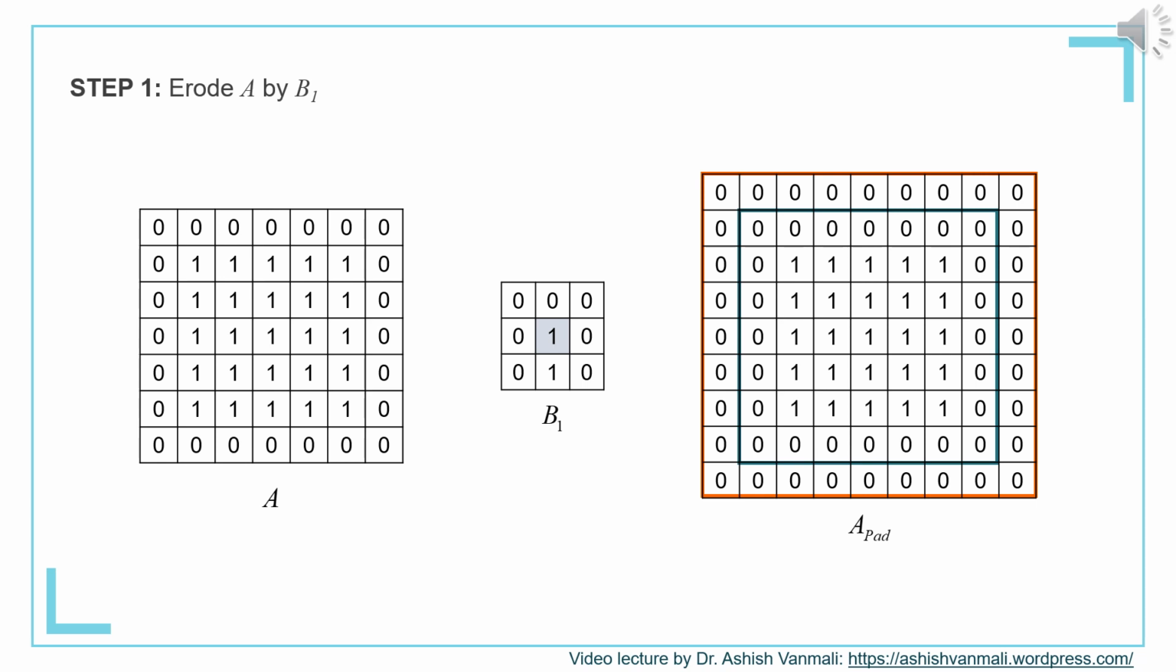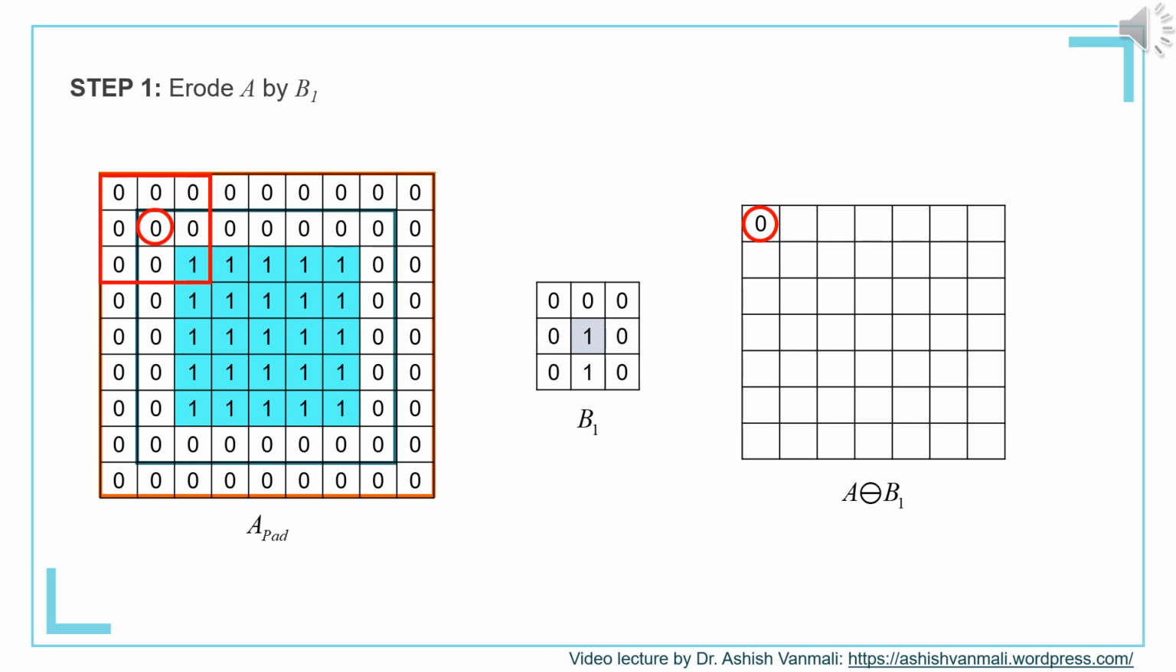So we need to pad A first. Now for this structuring element it is 3x3. So there is one row on top and bottom and one column on left and right of the center of B1. So that means we are going to pad one row at the top and bottom and one column at the left and right of A with zeros. So that is what is shown in the third figure over here. So we get the padded image.